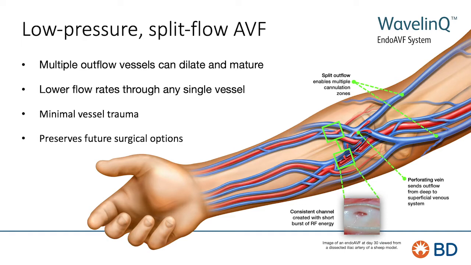Now we often can't predict which vein is going to dilate up, and more often it is a split outflow situation where you've got some flow diverted into the cephalic vein and other flow diverted into the basilic vein or median cubital vein. So the benefit of this, in my opinion, is that you've got flow going into two veins at a lower flow rate, and the split cannulation that facilitates dialysis.